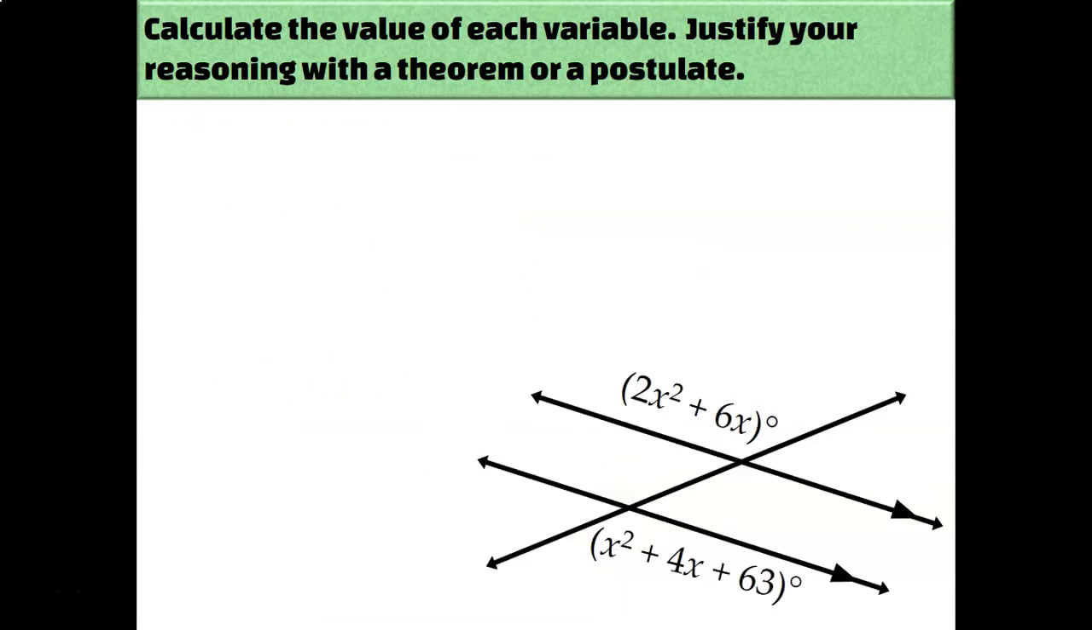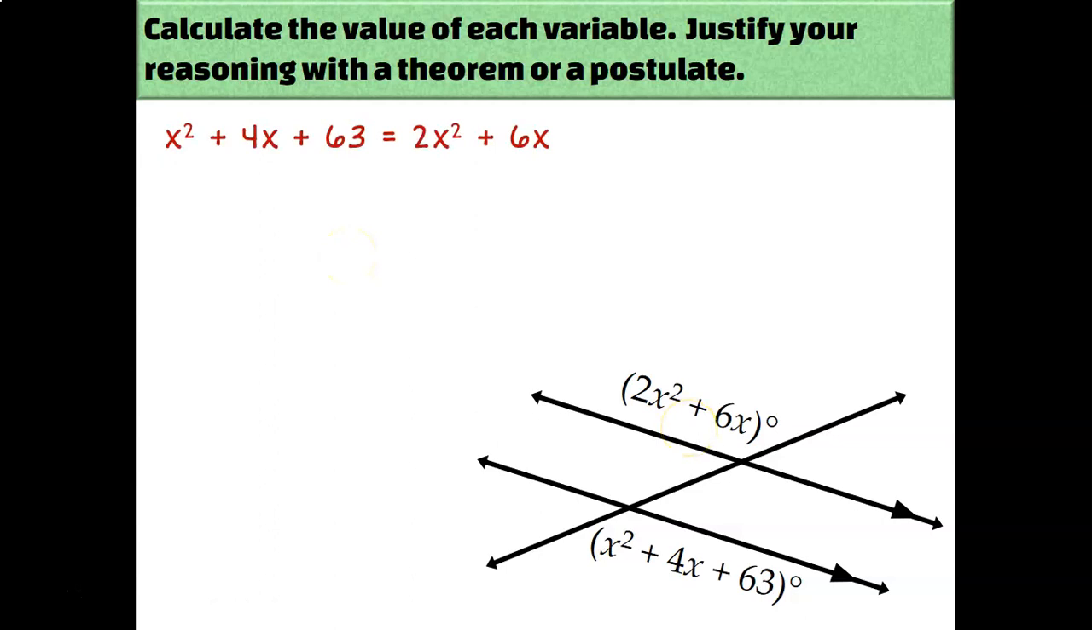All right, I want you to pause the video and try this last one on your own. All right, let's see how you did. These two labeled angles are alternate exterior angles because they're on opposite sides of the transversal and they're on the outside of the two parallel lines. Since they're alternate exterior angles, they must be congruent to each other, which means I can set their quantities equal.